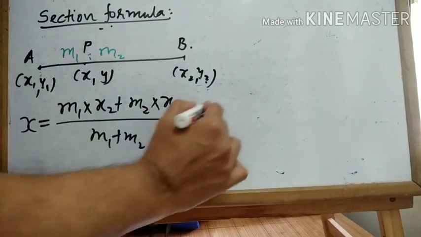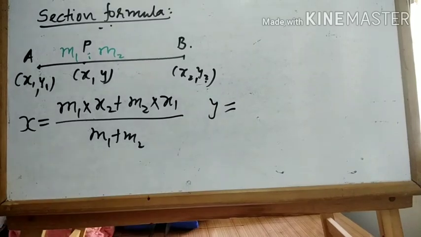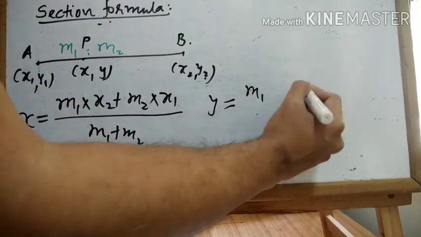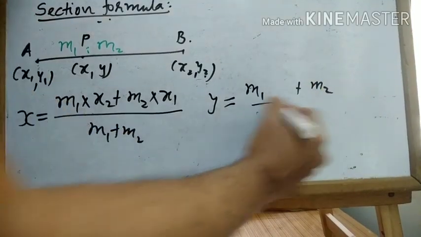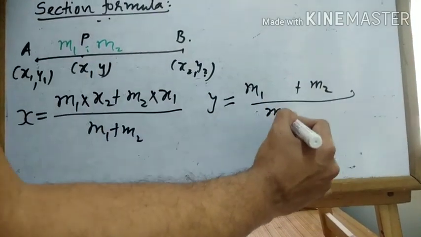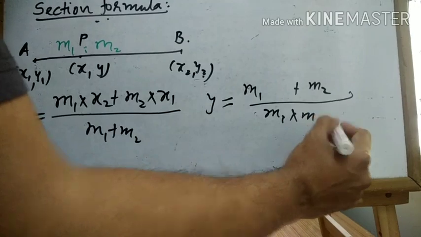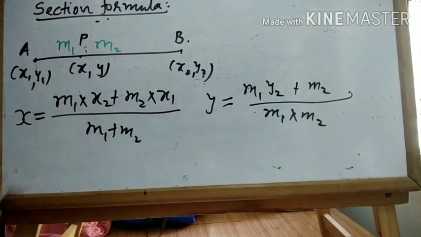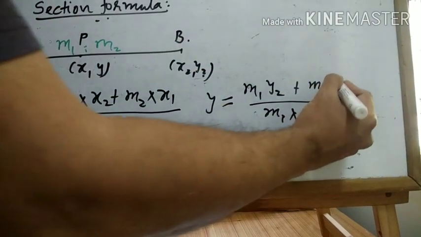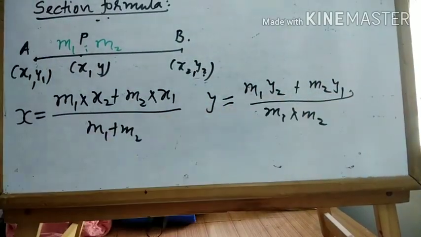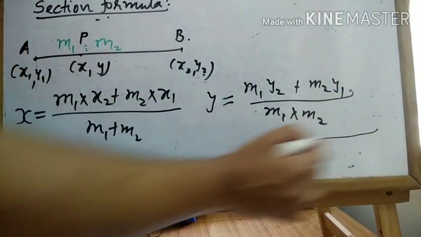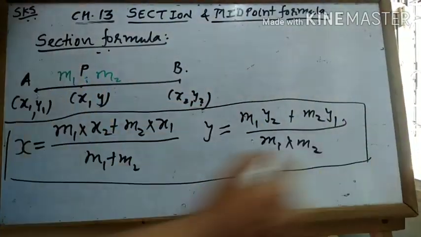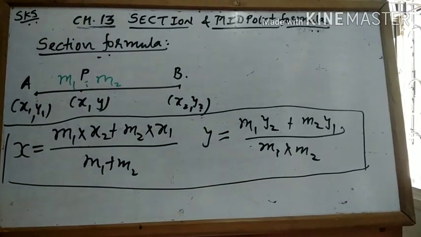Same way, if I want to find the Y coordinate, then M1 remains M1, M2 remains M2, over the sum of the parts, that is M1 plus M2. M1 will be multiplied to Y2, that is M1 Y2, and M2 will be multiplied to Y1. So this is the section formula. It's pretty simple. I told you it is complex. Compared to the midpoint formula it is complex, but you can remember it very easily.